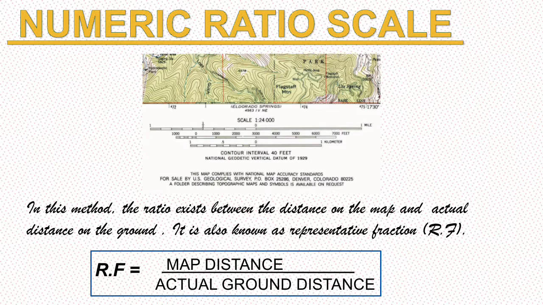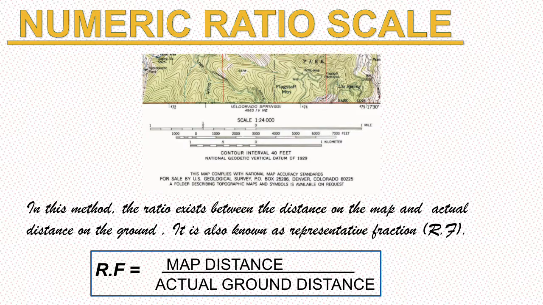Numeric ratio scale. This is also known as representative fraction. In this case, the ratio existing between the length on the map and the actual length on the ground is indicated by a fraction whose numerator is always 1. This fraction is usually abbreviated as RF, thus representative fraction or RF equals map distance by ground distance. The most important point to be noted in this connection is that the unit of measurement of distance in numerator and denominator is the same.